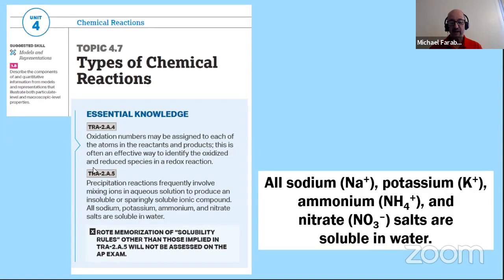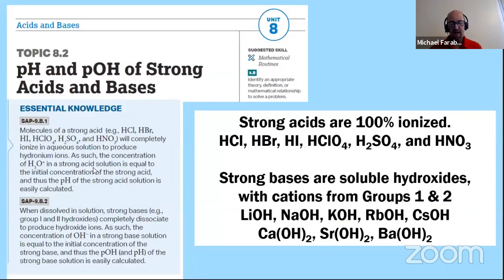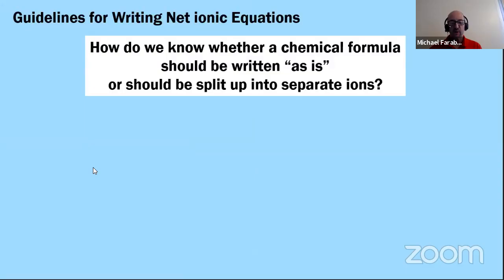Sodium, potassium, ammonium, and nitrate compounds are always soluble. Something we talked about a couple of weeks ago was strong acids and strong bases. There are 6 strong acids, and there are strong bases, which are soluble metal hydroxides, including group 1 and group 2. So these would also be 100% split up into their ions in solution. So in general, how do we know whether we should split the formula up into ions or not?